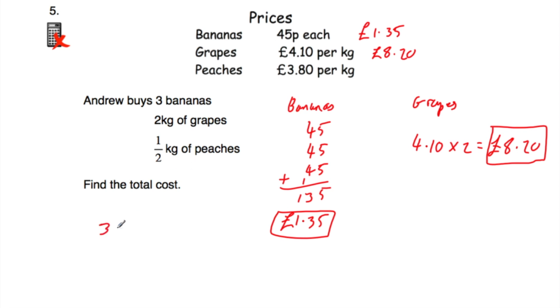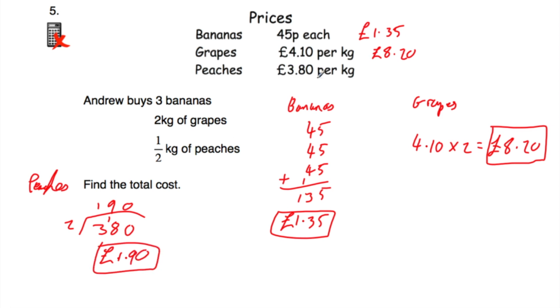So if we take our £3.80, or 380 pence, and we divide that by 2. So 2 into 3 goes once, remainder 1. 2 into 18 goes 9 times, and 2 into 0 goes 0 times. So that means it would cost 190 pence, or £1.90. So for the peaches, it would cost £1.90, because it's half a kilogram, so it's half that price.